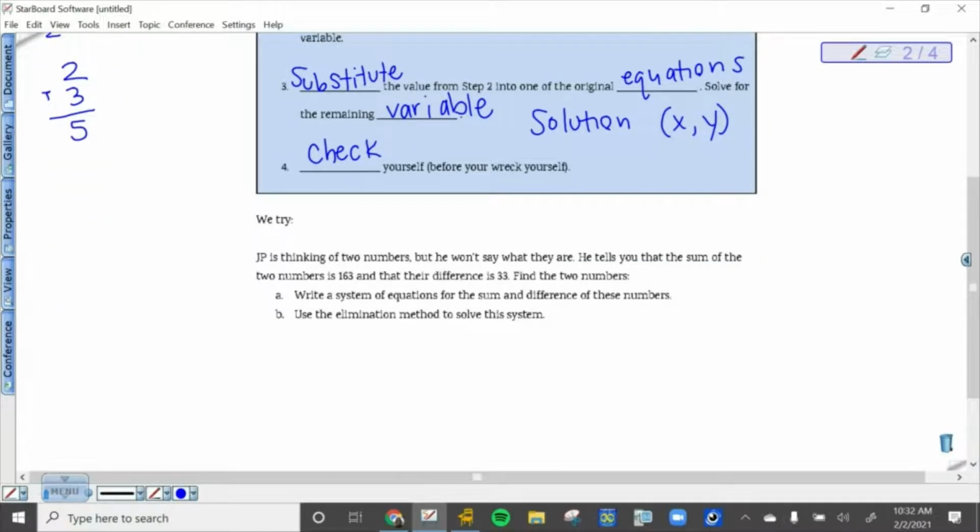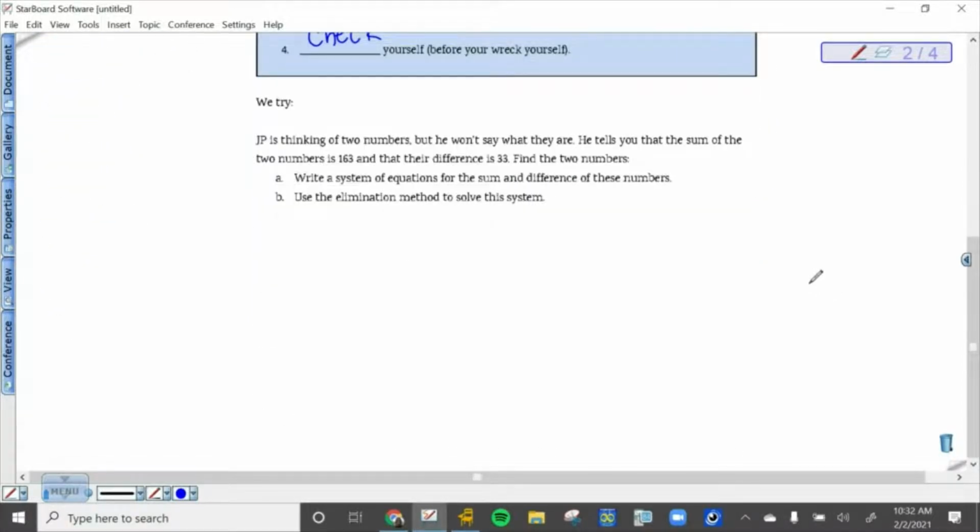Okay. So we're gonna do a couple problems together, and then I'm gonna have you try and work on it a little bit on your own. So first one is a word problem where we have this guy, JP, is thinking of two numbers, and he won't say what they are, but he tells us that the sum of the two numbers, remember sum is added together, the sum of the two numbers is 163, and that their difference is 33.